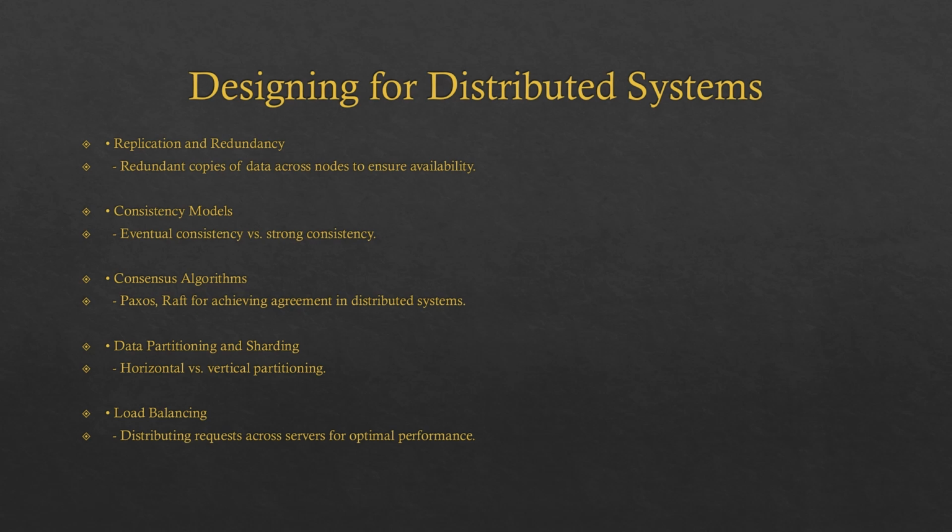Consensus algorithms. Algorithms like Paxos and Raft are used to help nodes agree on decisions even if some nodes are unavailable. Data partitioning and sharding. Data is partitioned horizontally or vertically to scale the system and reduce bottlenecks. Load balancing. We use load balancers to distribute requests efficiently across multiple servers.